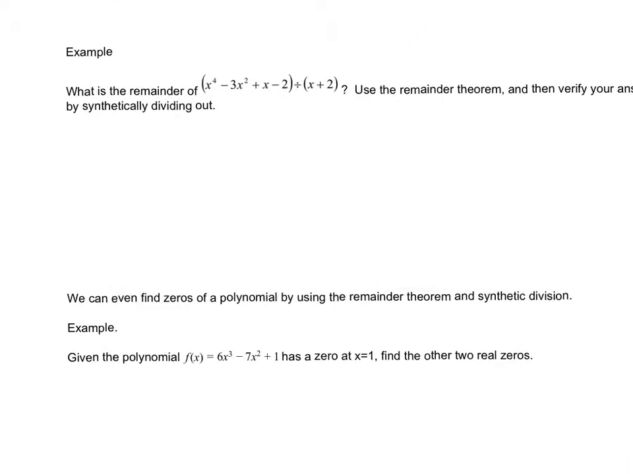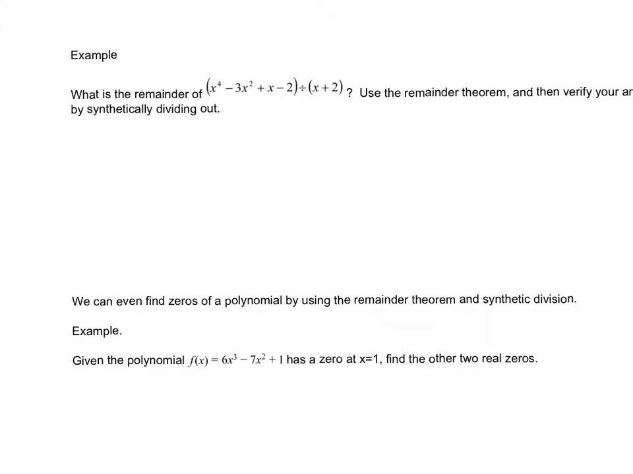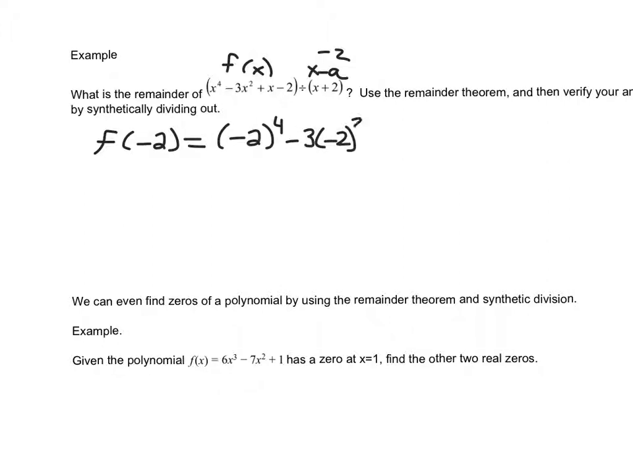Here's a polynomial, which is divided out by x plus 2. It says use the remainder theorem. So we're going to think of this as our function f of x, and we're going to think this is our x minus a. So minus a in this case is going to be negative 2, because it's minus negative 2 to get the plus. Remember, it's always the opposite. So the remainder should simply just be f of negative 2. So if I plug negative 2 into my polynomial, I should get the remainder. So that's negative 2 to the 4th minus 3 times negative 2 squared plus negative 2 minus 2.